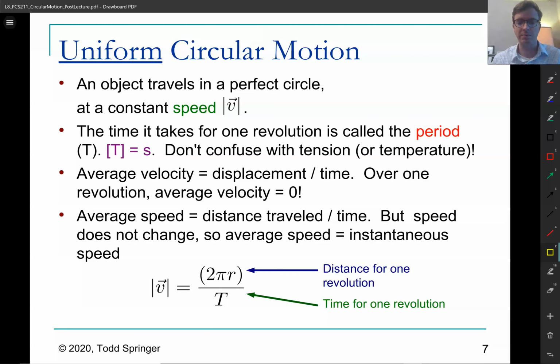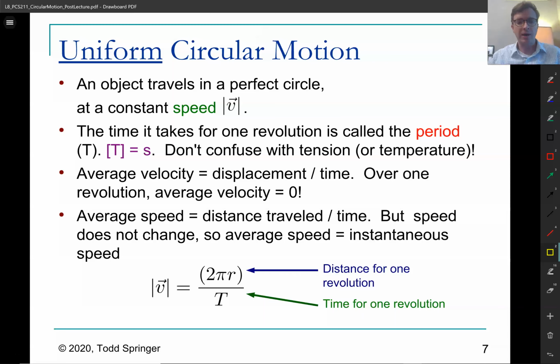You can't just plug numbers blindly into formulas without knowing something about what the formulas mean. One other thing that's important to notice is that tension is a force, which has a vector on top of it. This is just a number, it's a time, so there's no vector. So that's one other way you can keep those things apart.